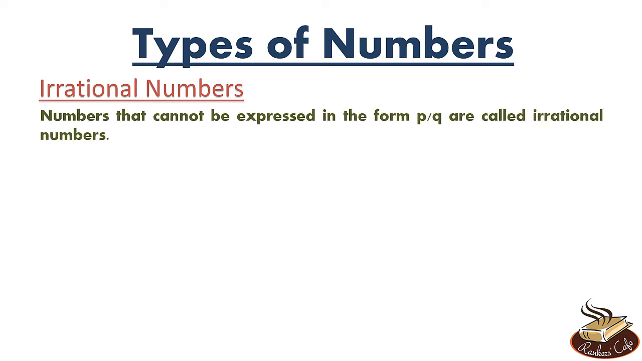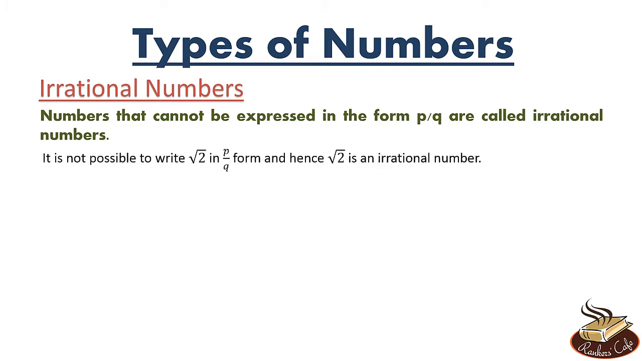There are numbers that cannot be expressed in the form of p/q, and these numbers are called irrational because they are not rational. For example, root 2. It's not possible to write root 2 in p/q form, and hence root 2 is an irrational number. Now, root 2 is not an integer, right? Therefore, root 2/1 is not in the form of p/q, because p and q need to be integers. Root 2 is not an integer.